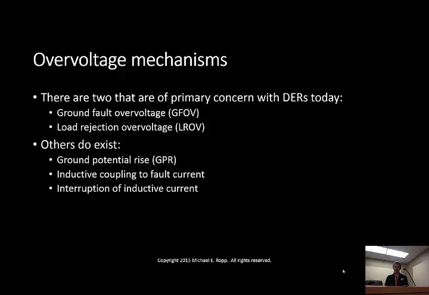We've got ground potential rise if you've got like ground return current or something like that. This is your step potential. There's some other mechanisms that are important from a circuit perspective, but they're not necessarily directly related to a DER installation. So we're not going to talk about those bottom three. The top two are the ones that we're really focused on today.